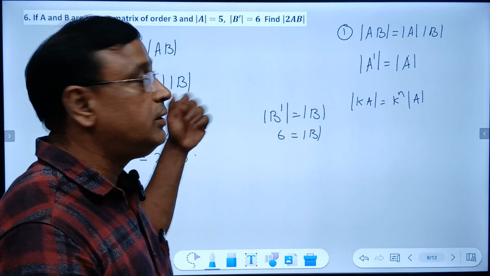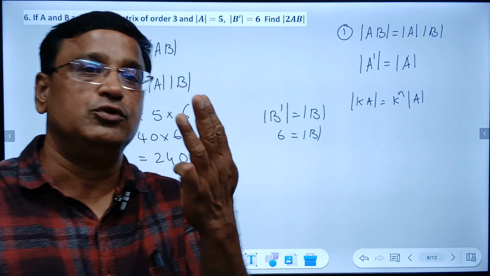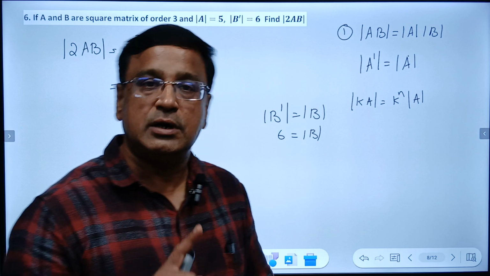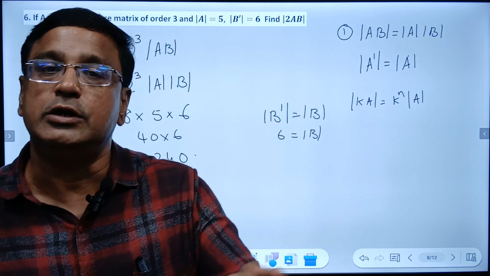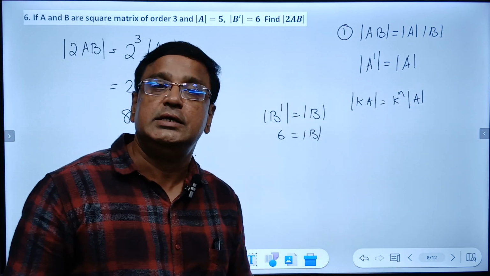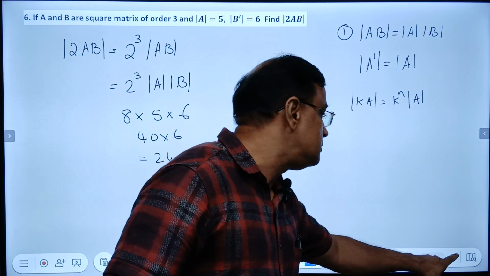Isn't it? Very important type of question where two properties are merged. Here actually I am using three properties. One is determinant of KA is K power n determinant A. Second property is determinant of AB is determinant A into determinant B. Third property is determinant of A transpose is same as determinant of A. Wonderful. Okay. All properties are used.